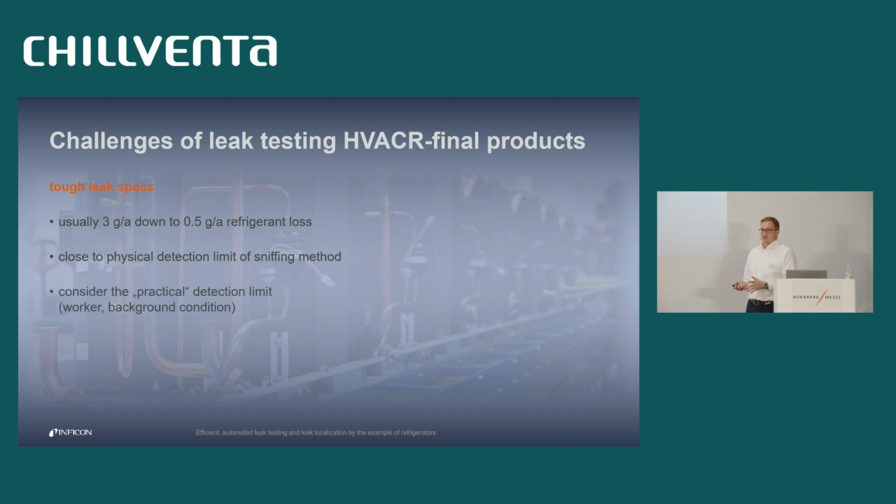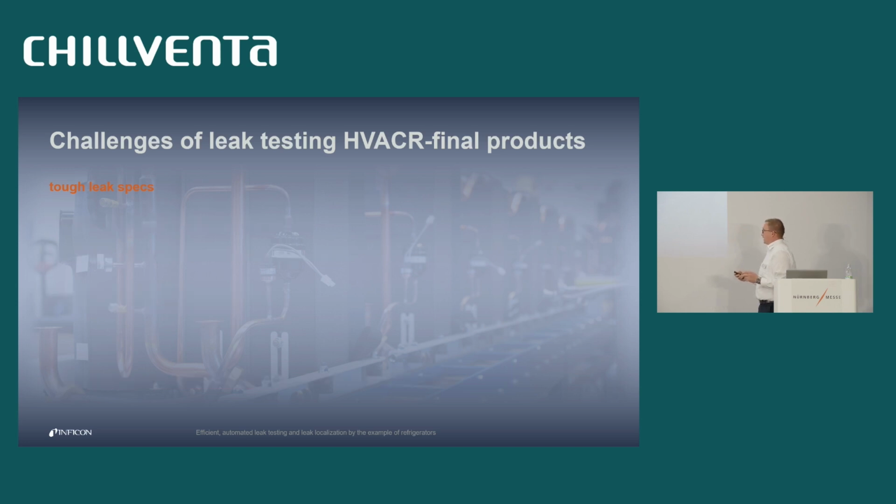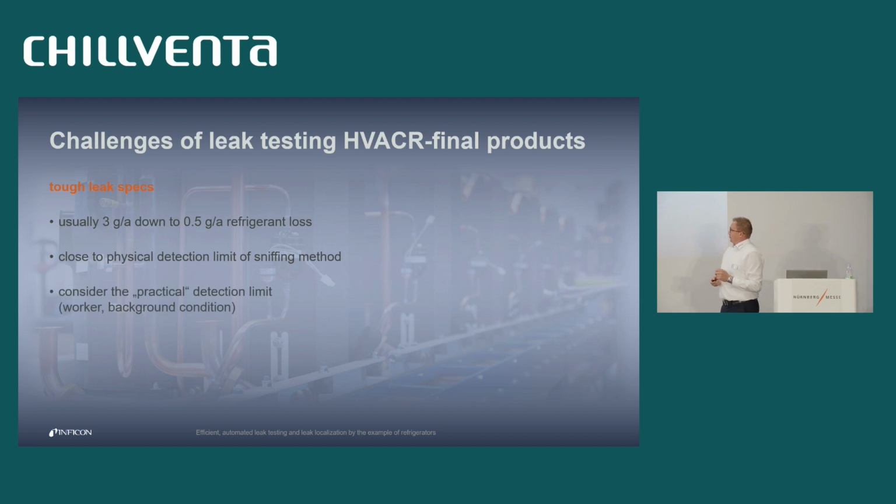So you need to test very carefully and consider that there is something like a practical detection limit and a theoretical detection limit. While you have the theoretical detection limit, which is given by the sensitivity and the resolution of your leak detector, you have the practical detection limit, which takes into consideration that you have a worker who impacts your measurement. Does he have a good mood? Is he working carefully enough? And so on. You know what I mean?